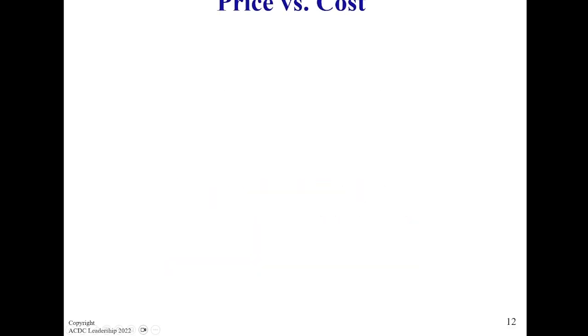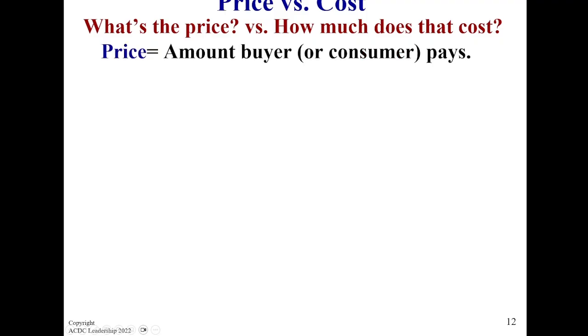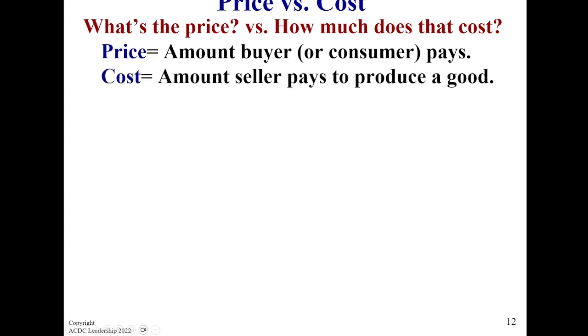So now let's move on to price versus cost. So what's the price versus how much does that cost? In this case, price is simply the amount the buyer or the consumer pays, right? It's what you see, like banana selling for $1 or $2. That $1, $2 is the price, right? Pretty simple. And then cost is the amount that the seller pays to produce that good, right? So essentially later in the unit, we'll go over how we're going to replace price with revenue when we look at it from a business standpoint, right?